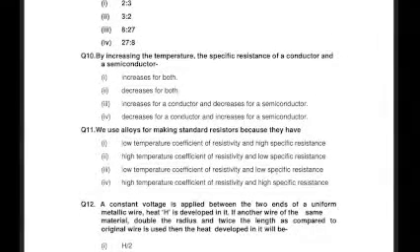Question number 11. We use alloys for making standard resistors because they have 1. Low temperature coefficient of resistivity and high specific resistance, 2. High temperature coefficient of resistivity and low specific resistance, 3. Low temperature coefficient of resistivity and low specific resistance, 4. High temperature coefficient of resistivity and high specific resistance.